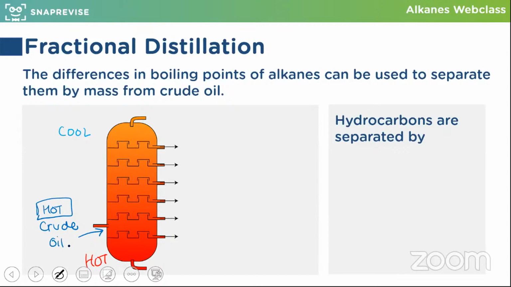Okay, so what do you know then about the size of the molecules in a fractional distillation column? What do you know about the size of the molecules coming out of a fractional distillation column? Where are the smallest molecules going to come out? Are they going to come out at the top or the bottom? Where are the largest molecules going to come out, top or bottom?